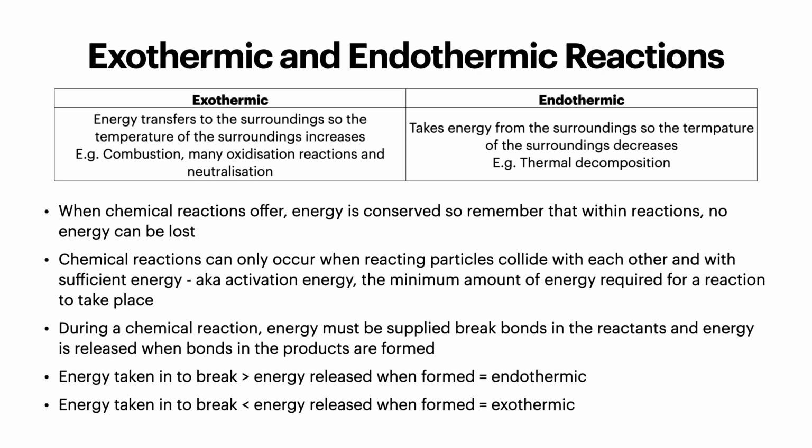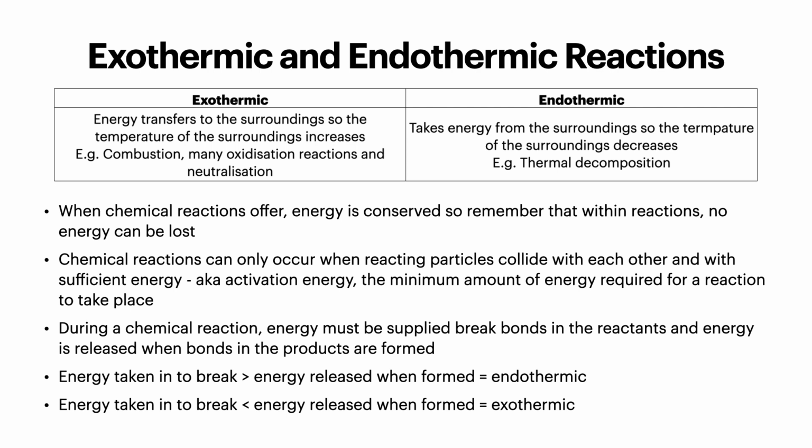Chemical reactions can only occur when reacting particles collide with each other and with sufficient energy. This is also known as activation energy, so essentially the minimum amount of energy required for a reaction to take place. This is not discussed in this presentation, but this tends to be where the catalyst comes in because it essentially lowers the activation energy required. So the reaction is a lot more efficient and doesn't need as much energy to take place.